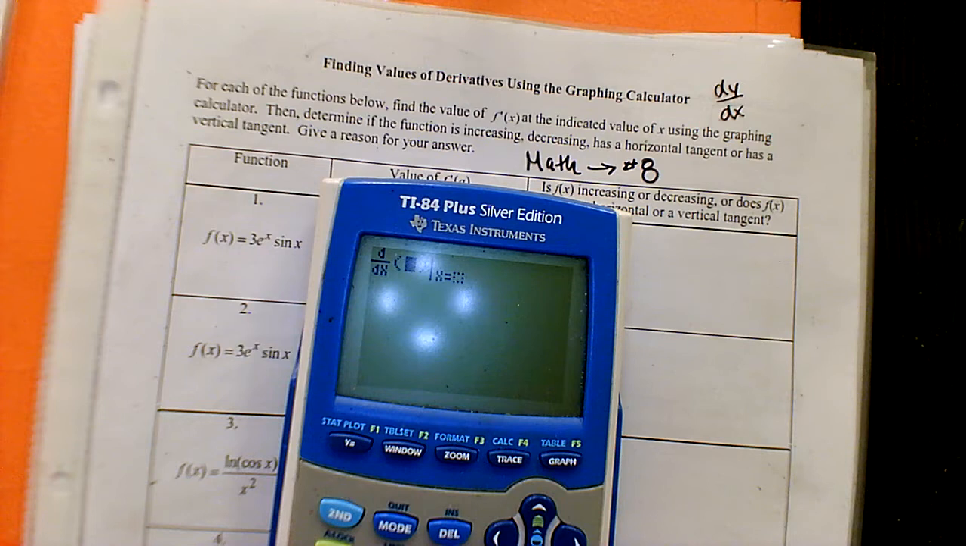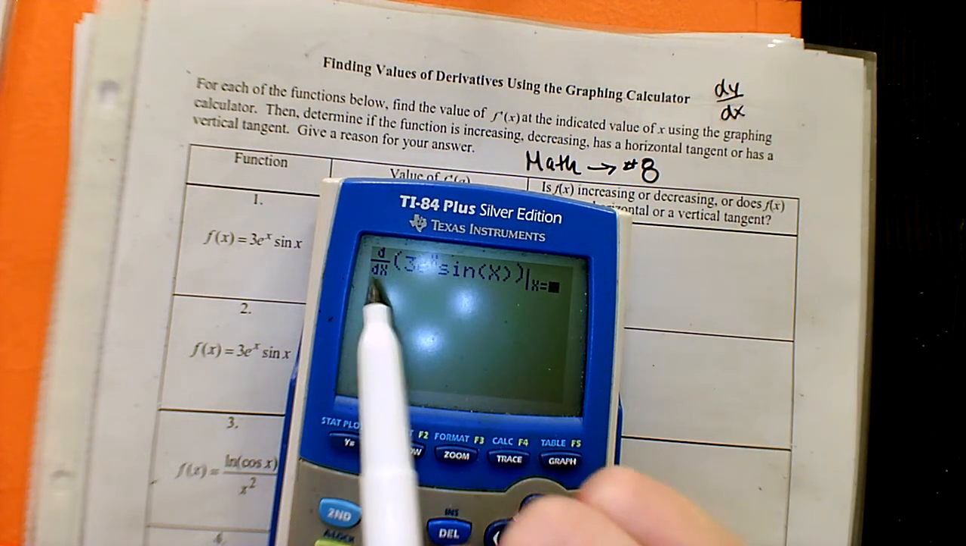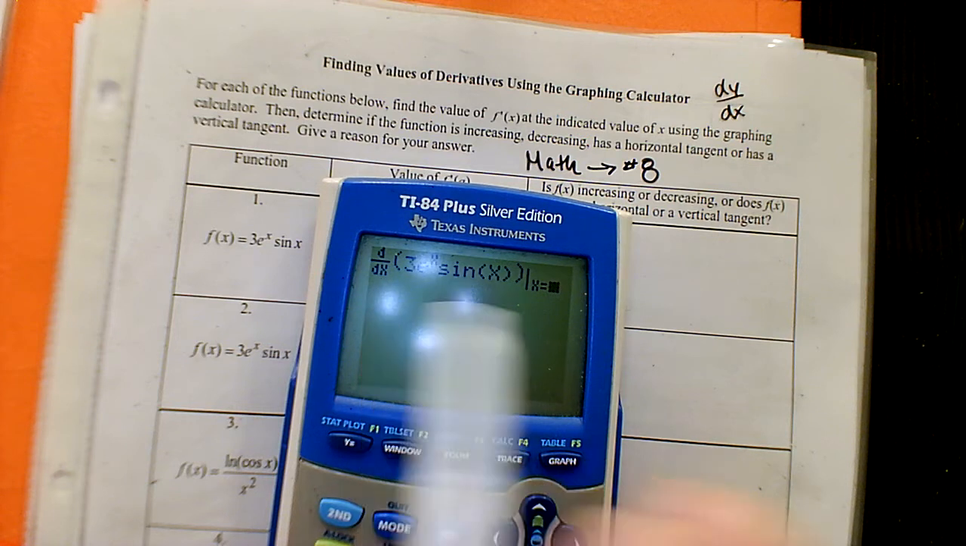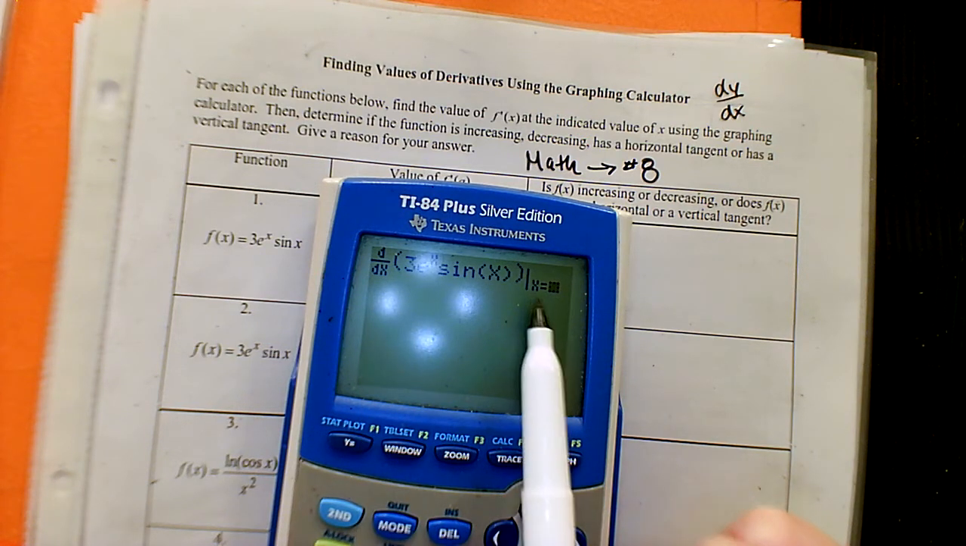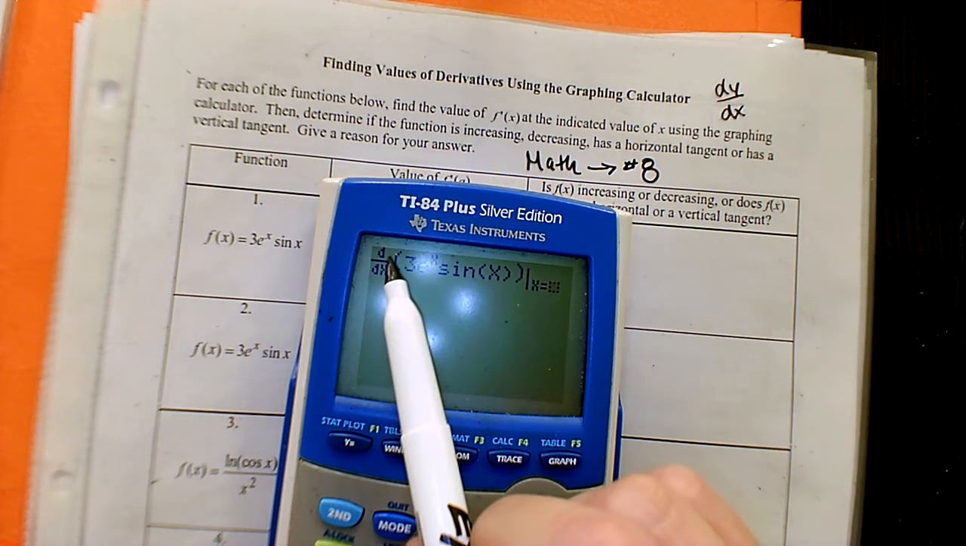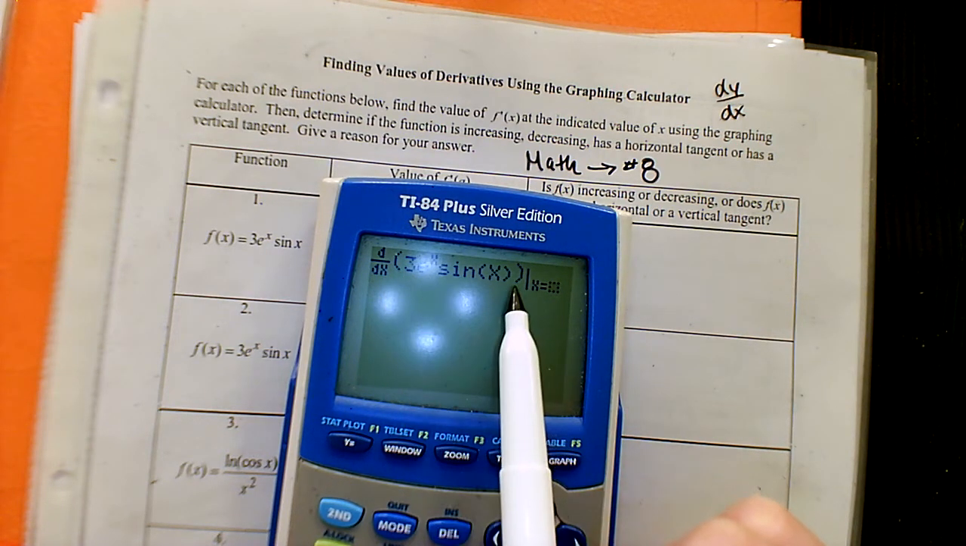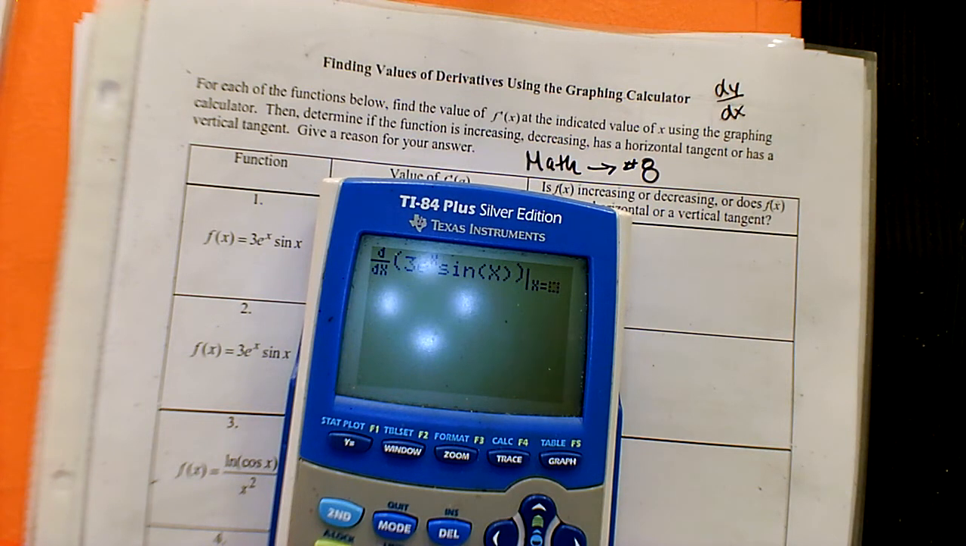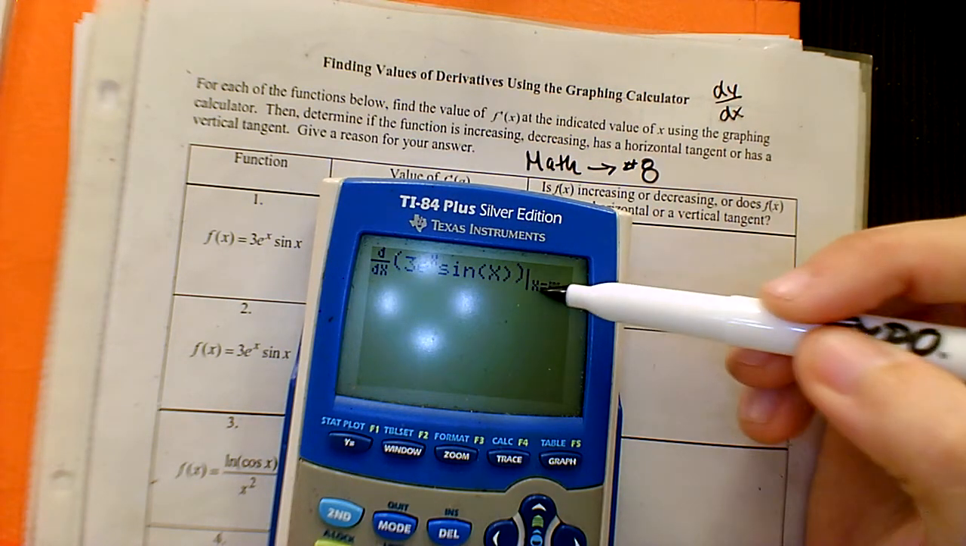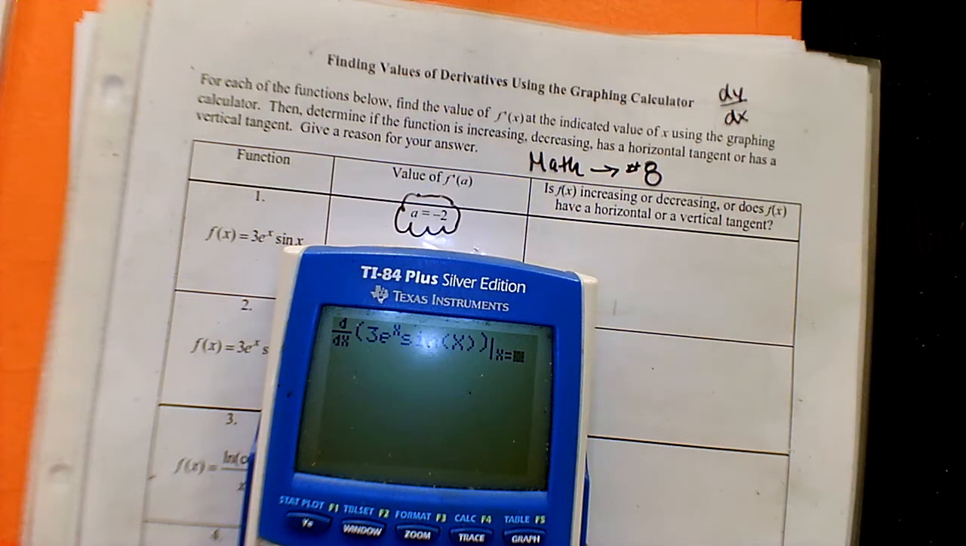The bigger box inside the parentheses is the function that you want to find the derivative of. So we're going to go ahead and type in 3 e to the x times sine of x. And the moment you type in x for the dx portion, it fills in the x outside of that evaluation bar. So this notation is telling the calculator to take the derivative of this function and then evaluate it. That's what the vertical bar means. Evaluate it at the x value of, we're going to type in -2.